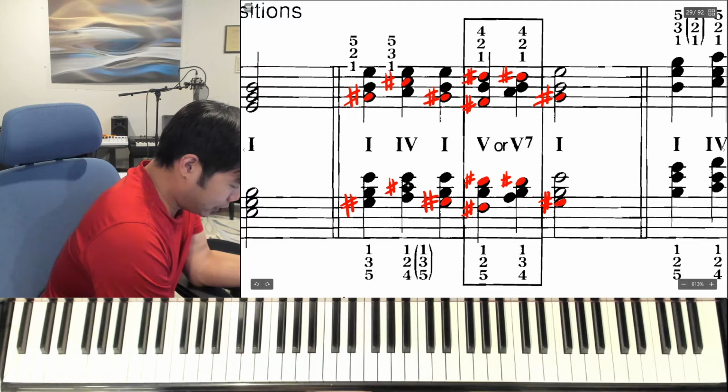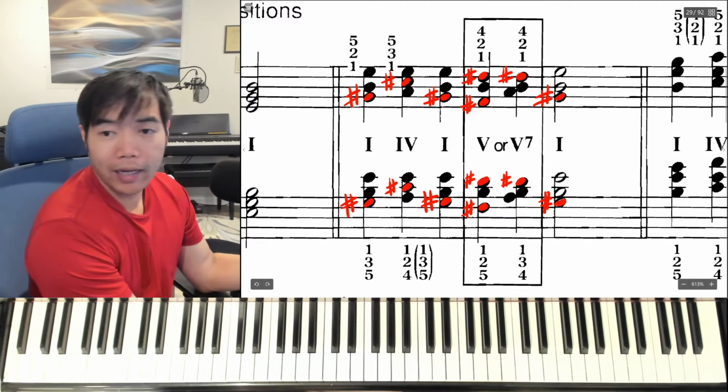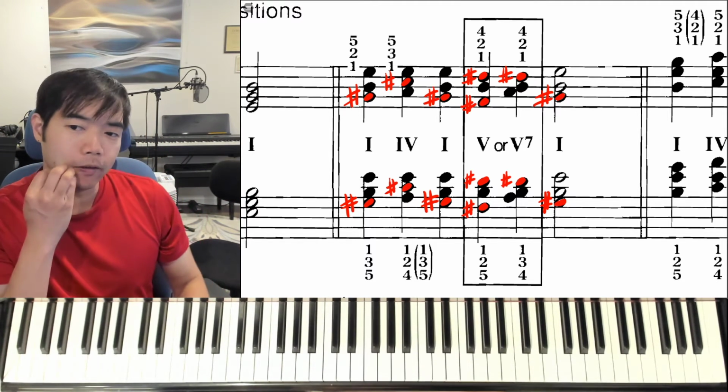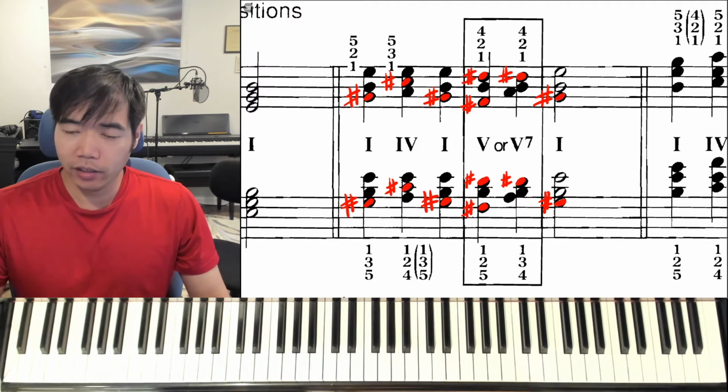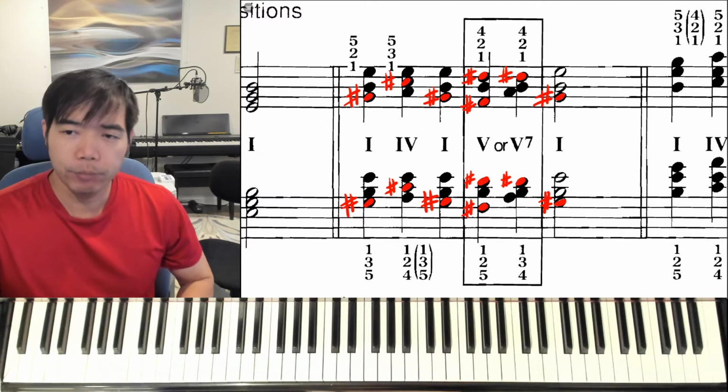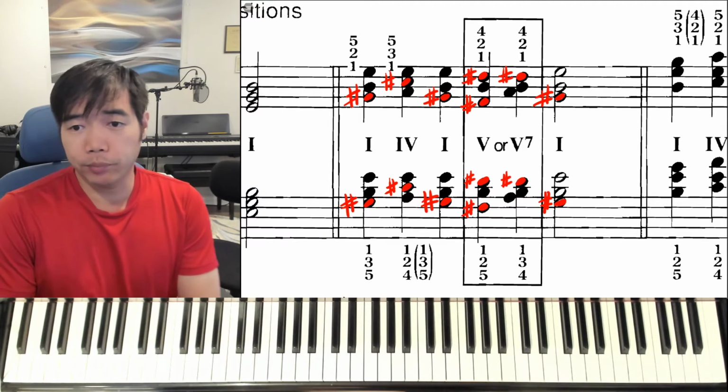My philosophy is that music notation should be as easy as possible. It's not about proving that you can do everything with as little information as possible. It's about learning music as quickly and efficiently as possible.